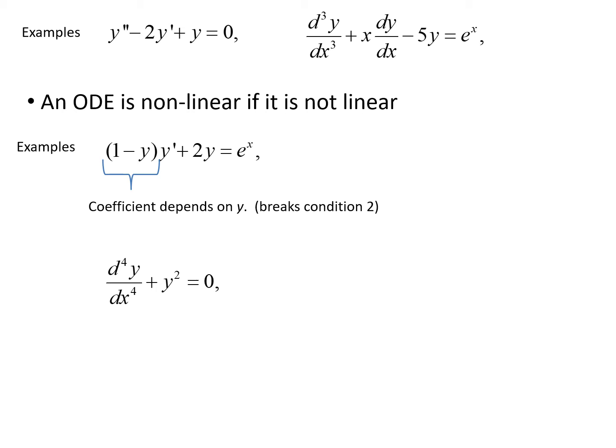And then the fourth derivative of y with respect to x plus y squared equals 0. So again, if we look at this, we look at y and the fourth derivative of y with respect to x, y has a power of 2 on it, so that'll break our first condition. So these are some examples of nonlinear differential equations.